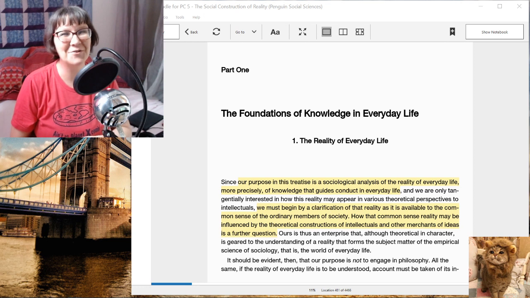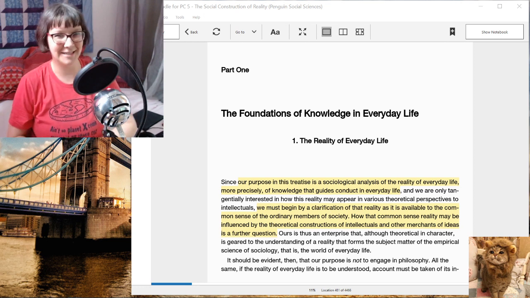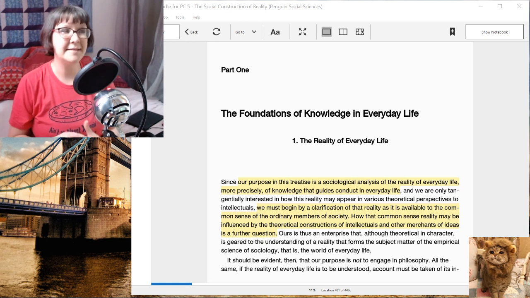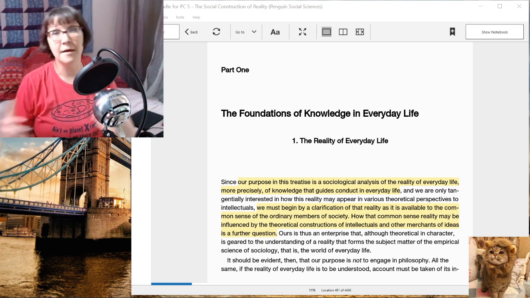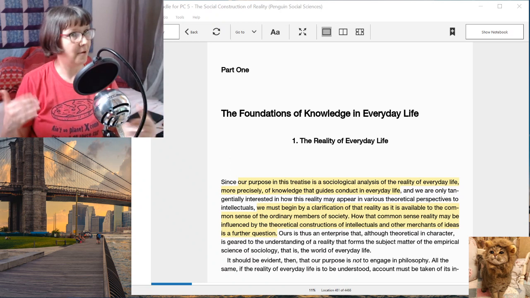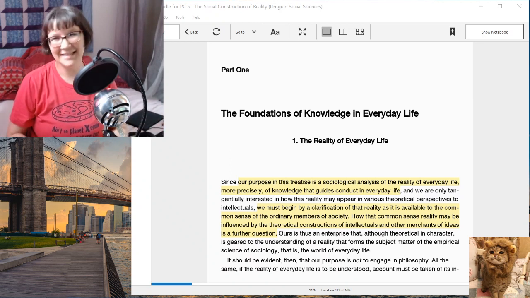Content Inside the Social Construction of Reality by Berger and Luckmann. Today, we're going to go over the main points of their first chapter. So part one, Foundations of Knowledge in Everyday Life. Part one, The Reality of Everyday Life.